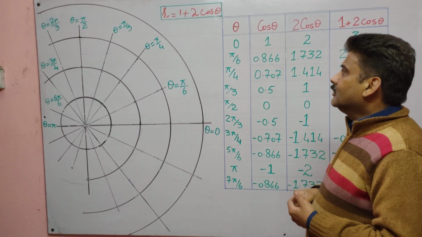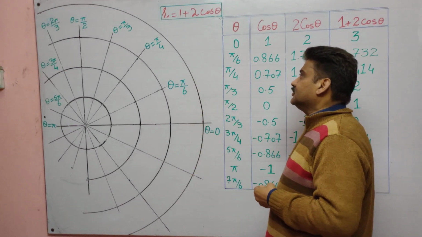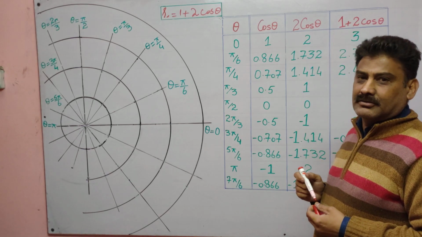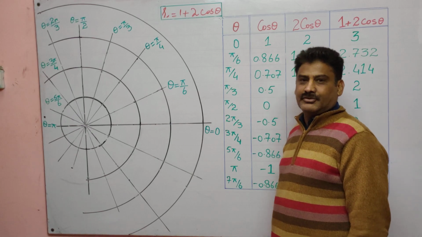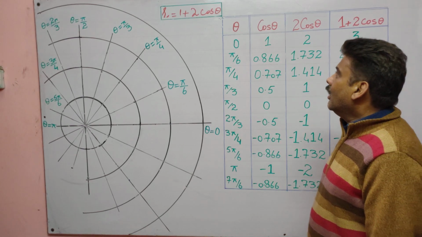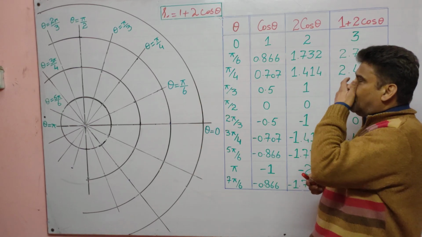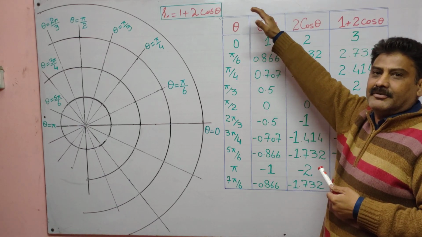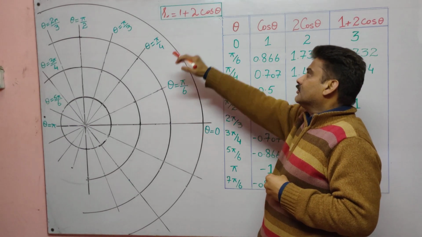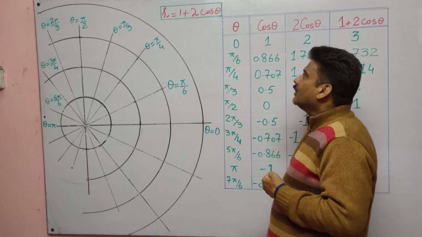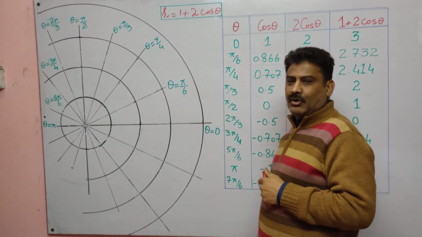Today in this video we will draw the graph of the curve r equals 1 plus 2 cosine theta, which is known as the limaçon. This limaçon is symmetric about the line theta equals 0, that is, about the initial line, because if we replace theta by minus theta, the equation of the curve remains unchanged. So it is symmetric about the line theta equals 0.